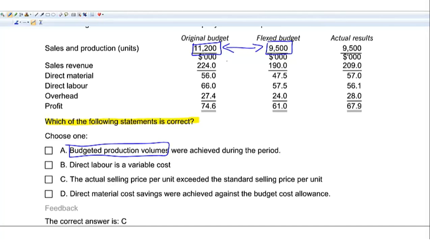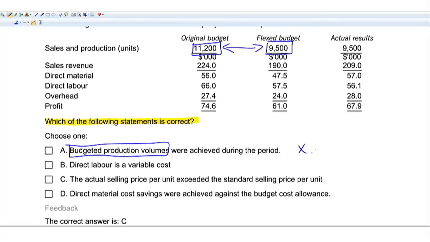So to enable us to have a meaningful comparison with our actual results and a budget, we flex that budget to show that we produced a lower amount, so 9,500, which will therefore make our variance analysis more meaningful. But the budgeted production volume of 11,200 was not achieved during the period, so therefore the first statement is not correct. Statement number 2, or response option B, states that the direct labour is a variable cost.